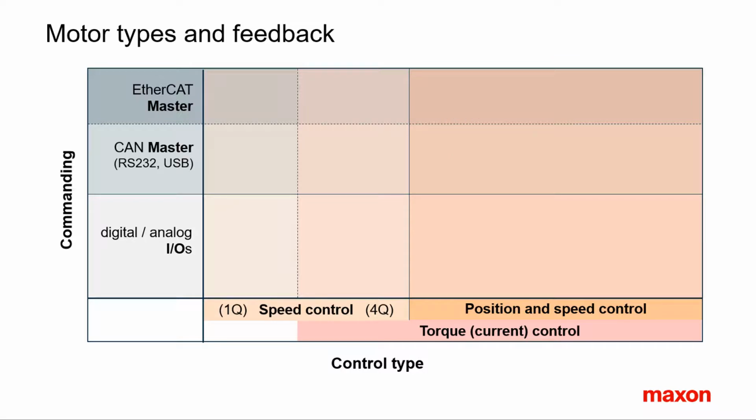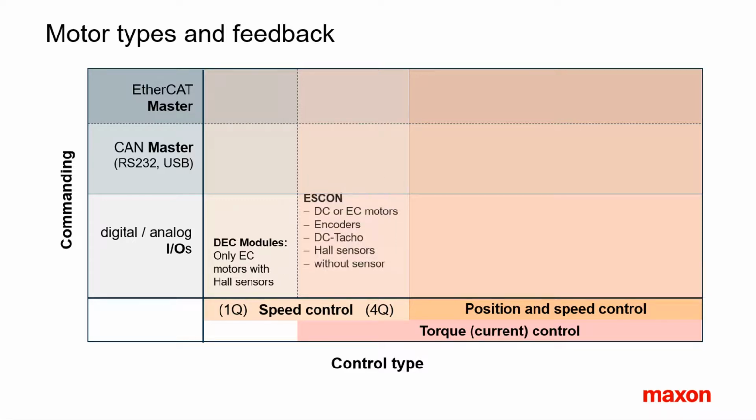A short look at possible motors and feedback sensors. The main task of the DEC modules is to provide block commutation for brushless motors with Hall sensors. The Hall sensors are also used to get a low-resolution speed feedback. There's no encoder feedback possible, and the DEC modules cannot be used with brushed motors. SCON servo controllers come in different versions for brushed or brushless motors. Speed feedback can be provided by encoders or DC tachos or by Hall sensors only. Open loop operation is possible as well. There's even an SCON module for sensorless EC motors.